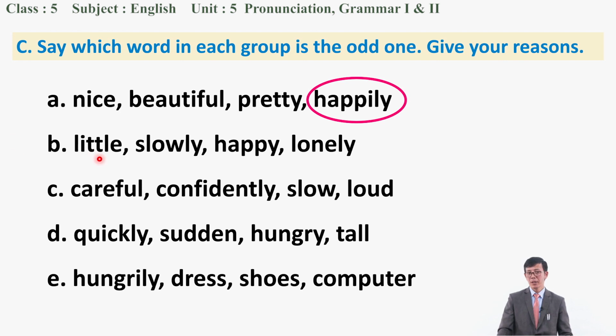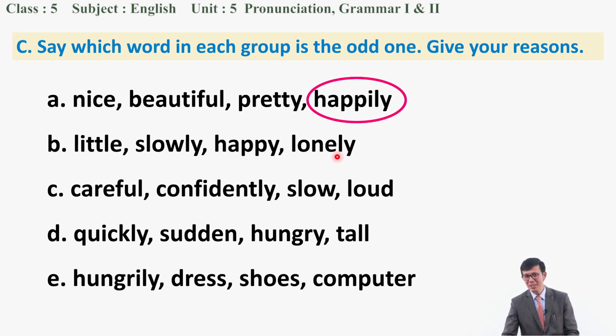Now, please find another one. Little, slowly, happy, lonely. But now there is a question. Little and happy, there is no ly, no problem. But look at here, slowly and lonely. Lonely means, you know very well, sad, unhappy. Is it adjective or adverb? Right. He is lonely at home. He is lonely. It means feeling sad, unhappy. So that is not an adverb.